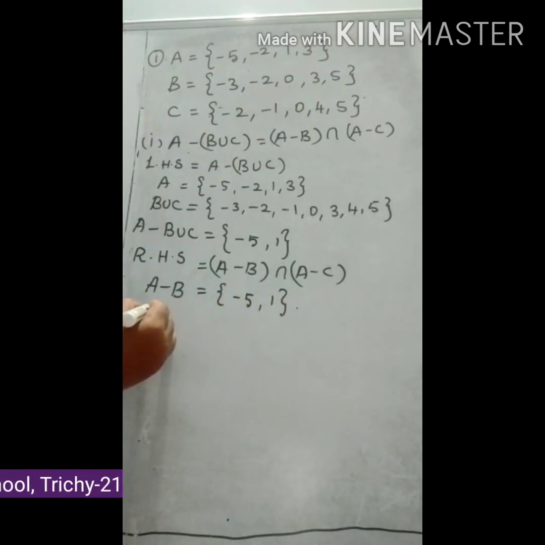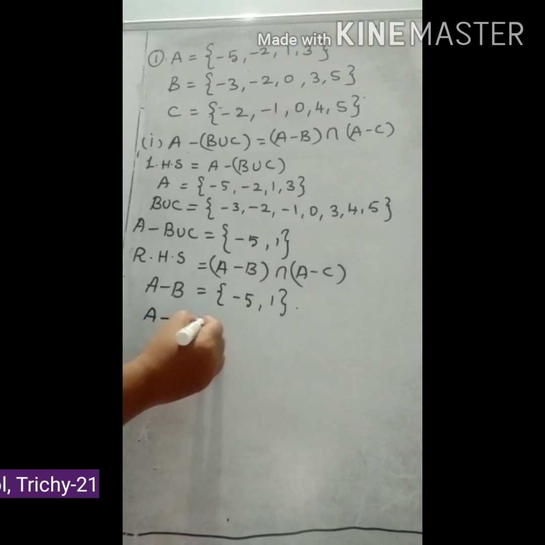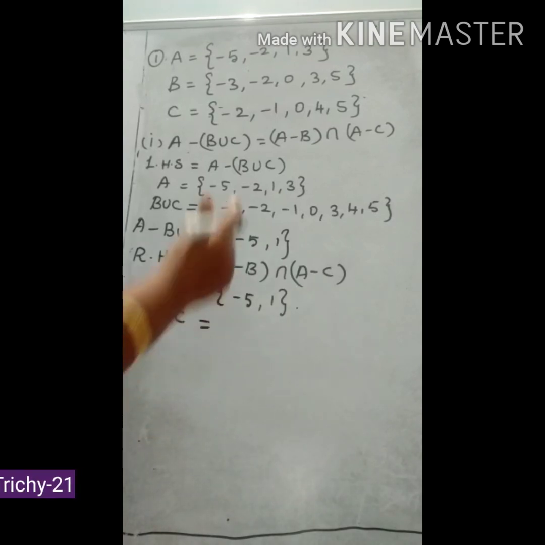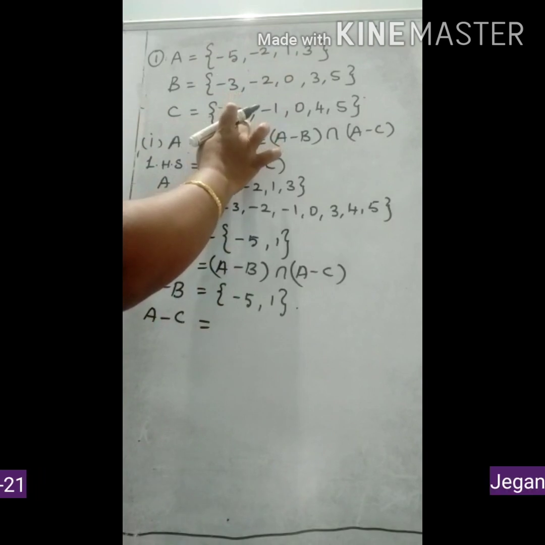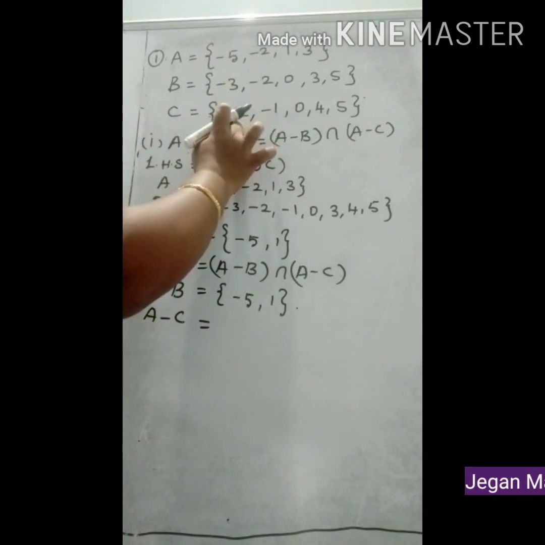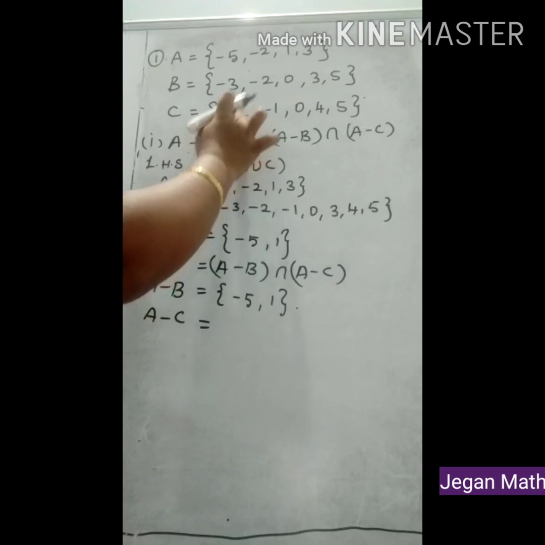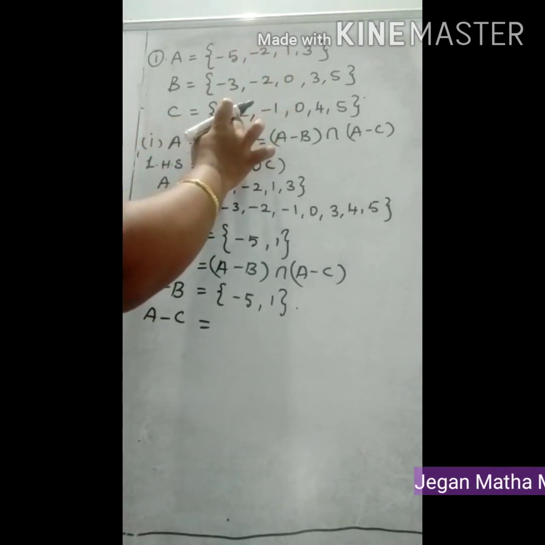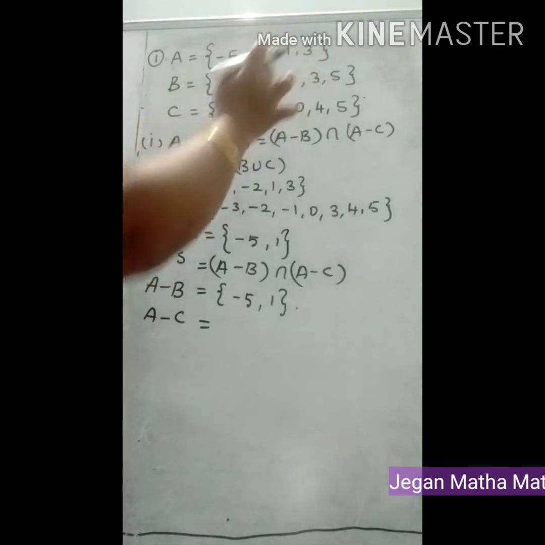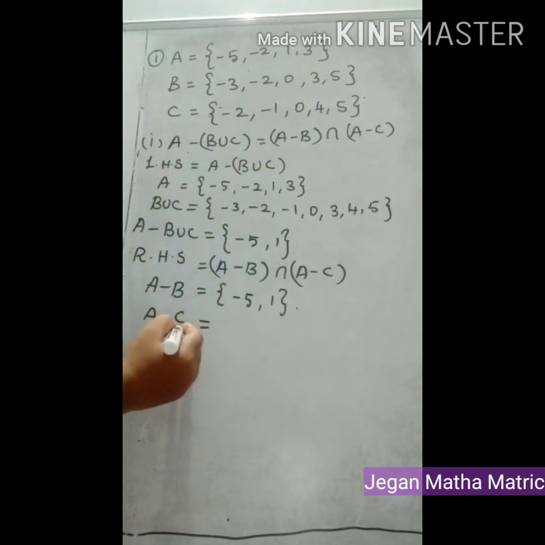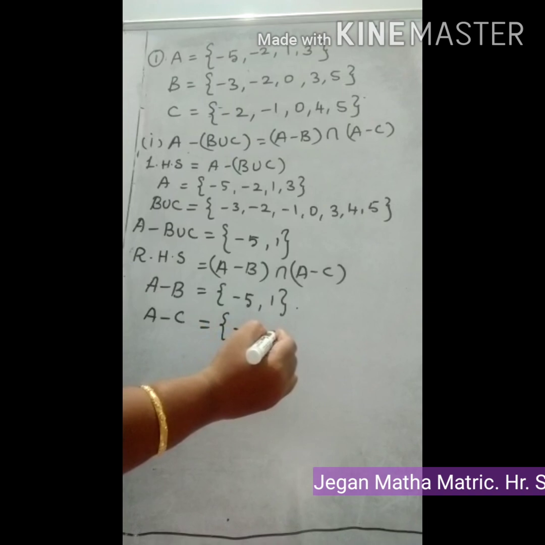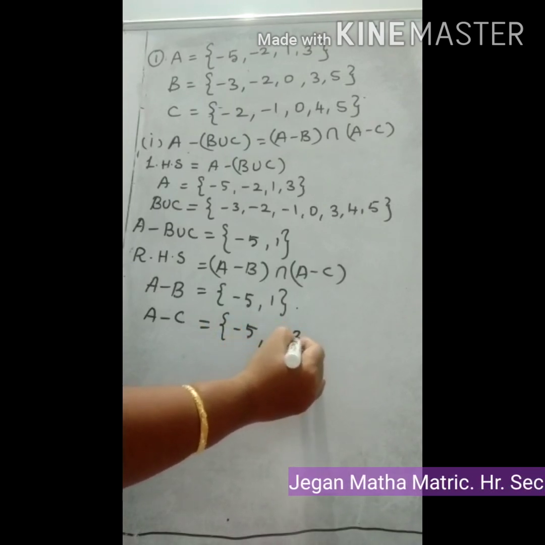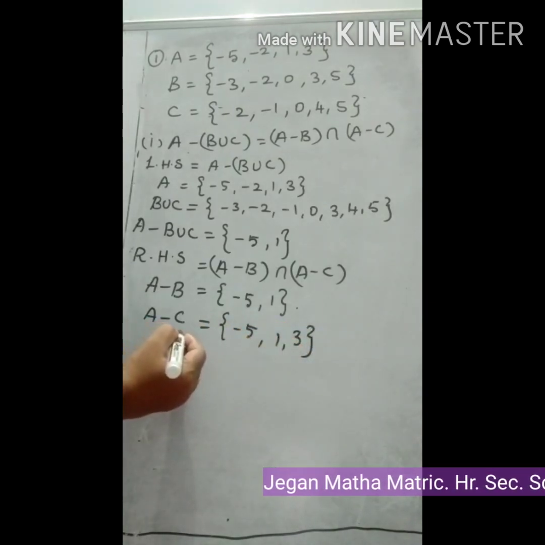Now, A difference C. A difference C is equal to A and C: you have to take A and C. Only minus 2 is there, so minus 2 is the common element. The other elements in A are taken for A difference C. So that is {minus 5, 1, 3}, which is A difference C.